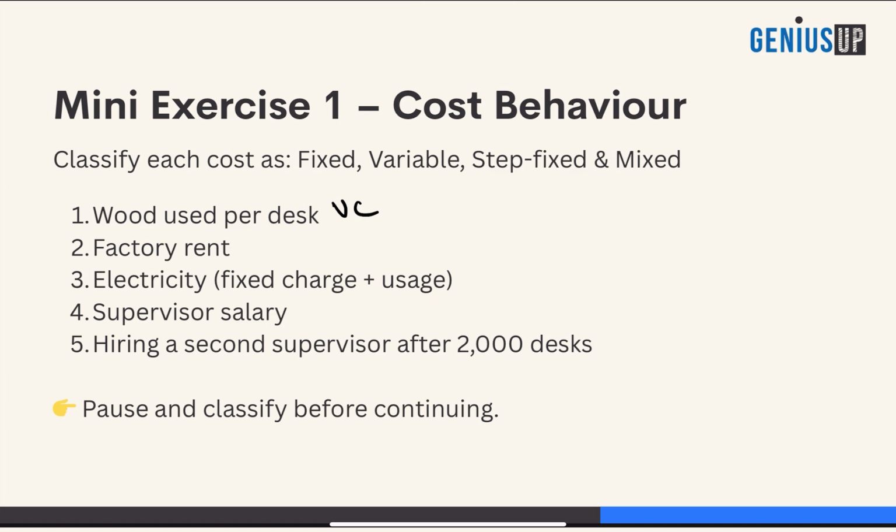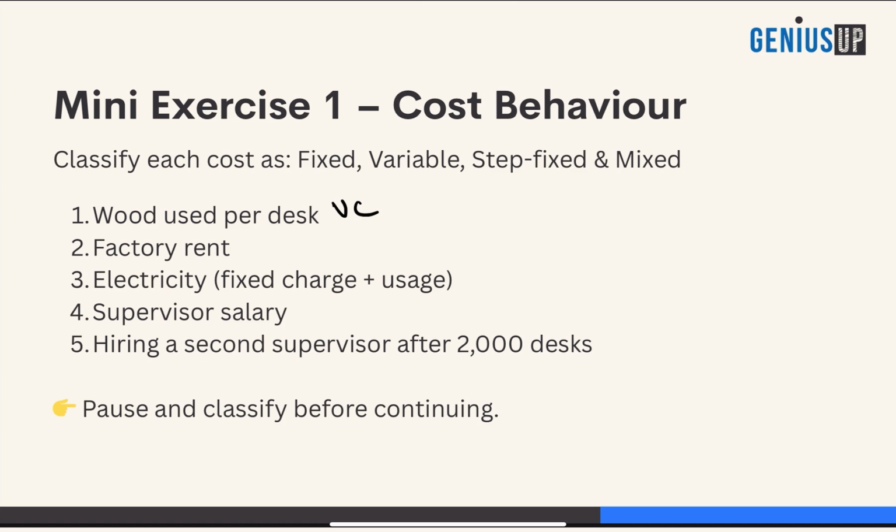If you don't produce any tables, any furniture, you're not going to need the wood, therefore the cost is going to be zero. So you have a situation here that direct material, in this case, which is wood, is going to be increased in direct proportion to the number of units that you produce. Therefore, it's a variable cost. So it's going to be variable. As activity increases, the cost will also increase, starting from zero here. So it's variable cost.